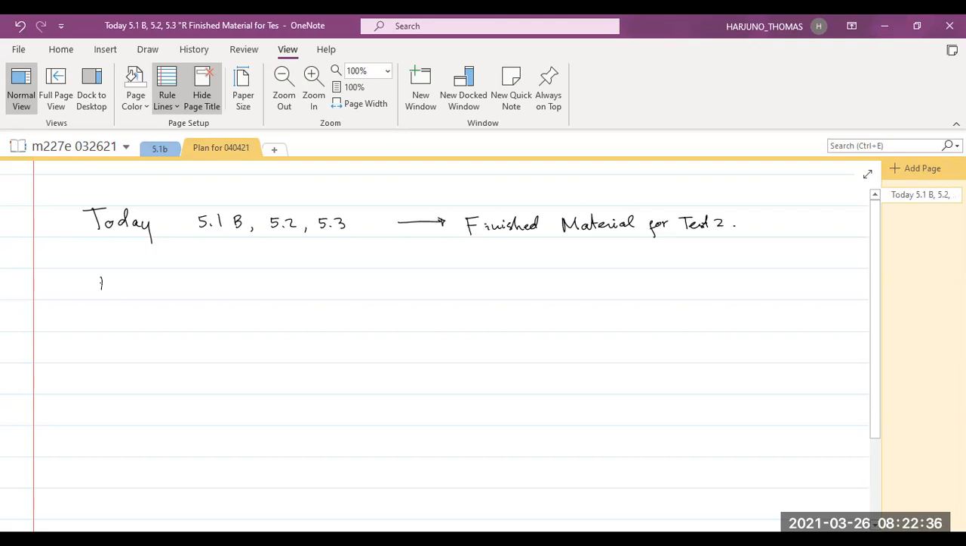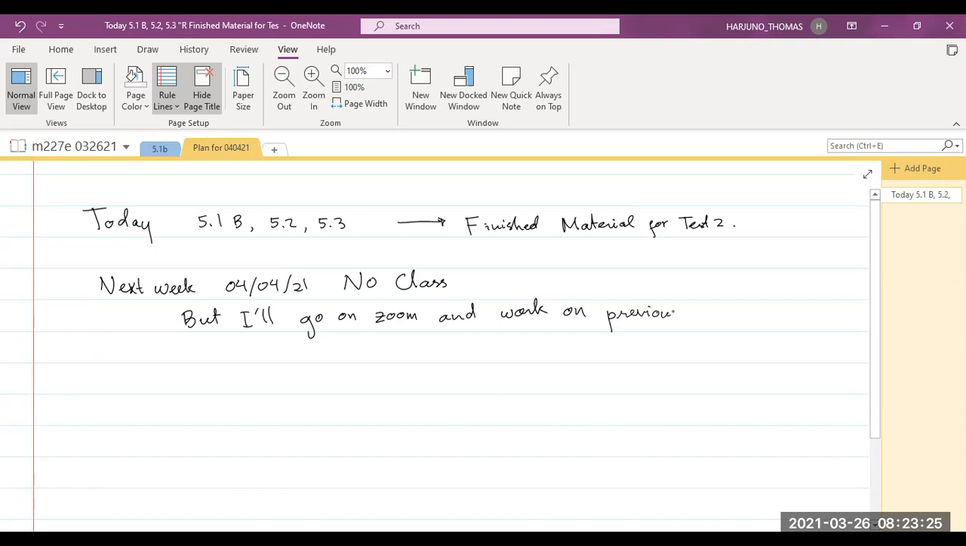Okay, now next week, on April the 4th, according to class schedule, we're supposed not to have a class, no class. Okay, supposed to be not having class. But I will make myself available. I will go on Zoom and work on previous test 2. The purpose is so that you have something to study during the spring break, if you want to study.